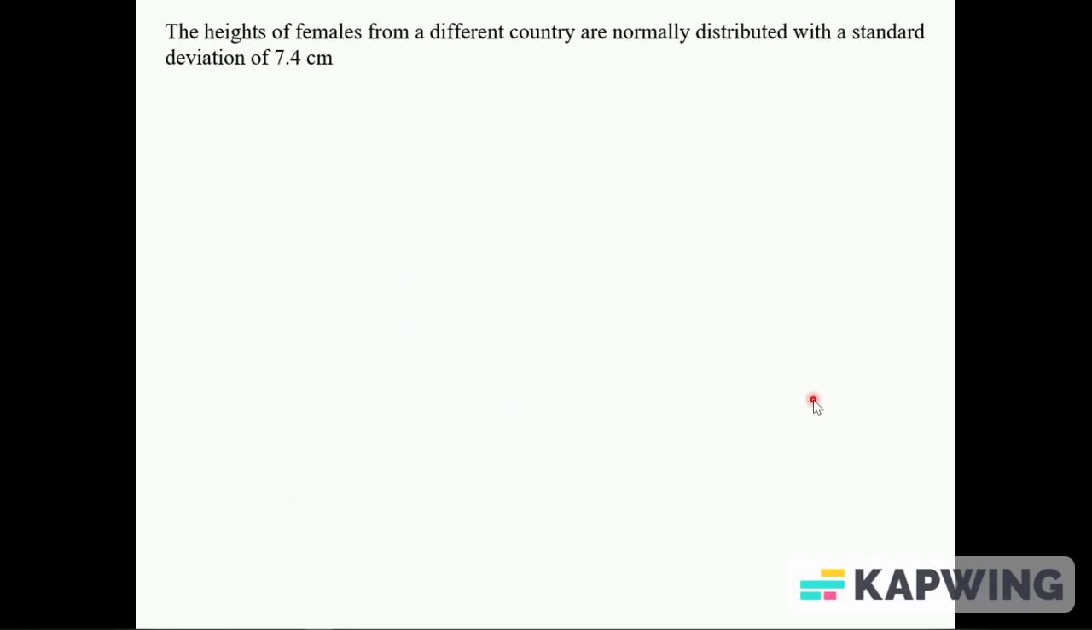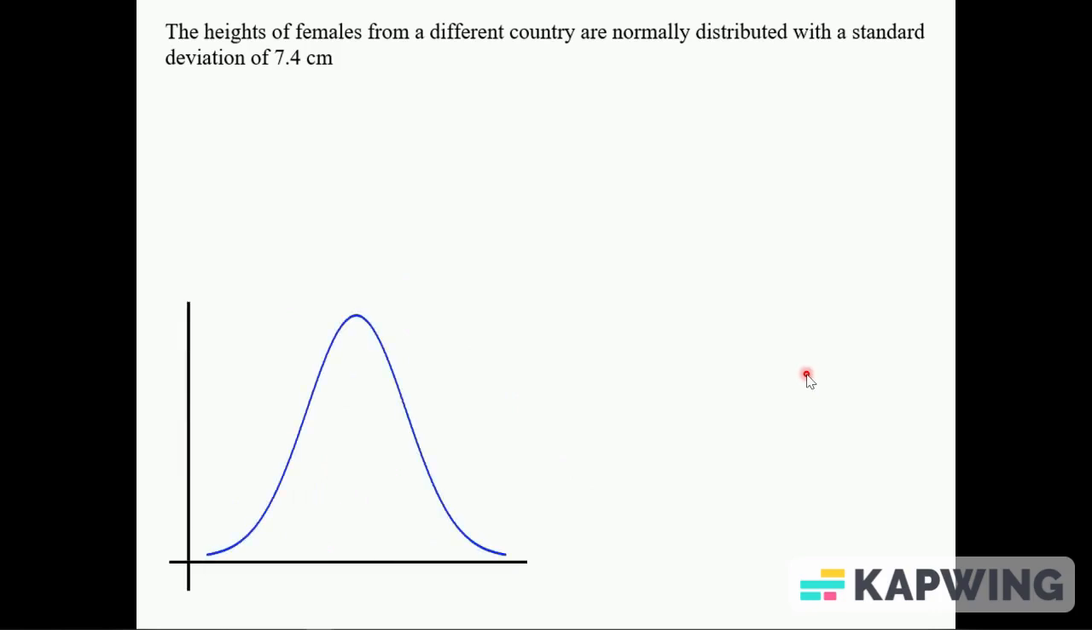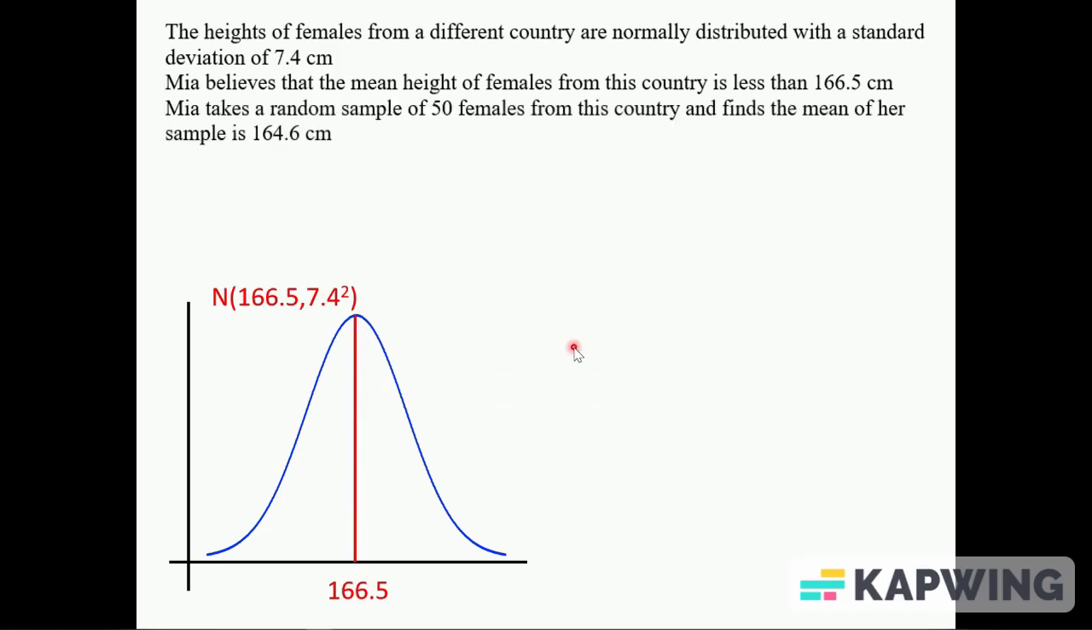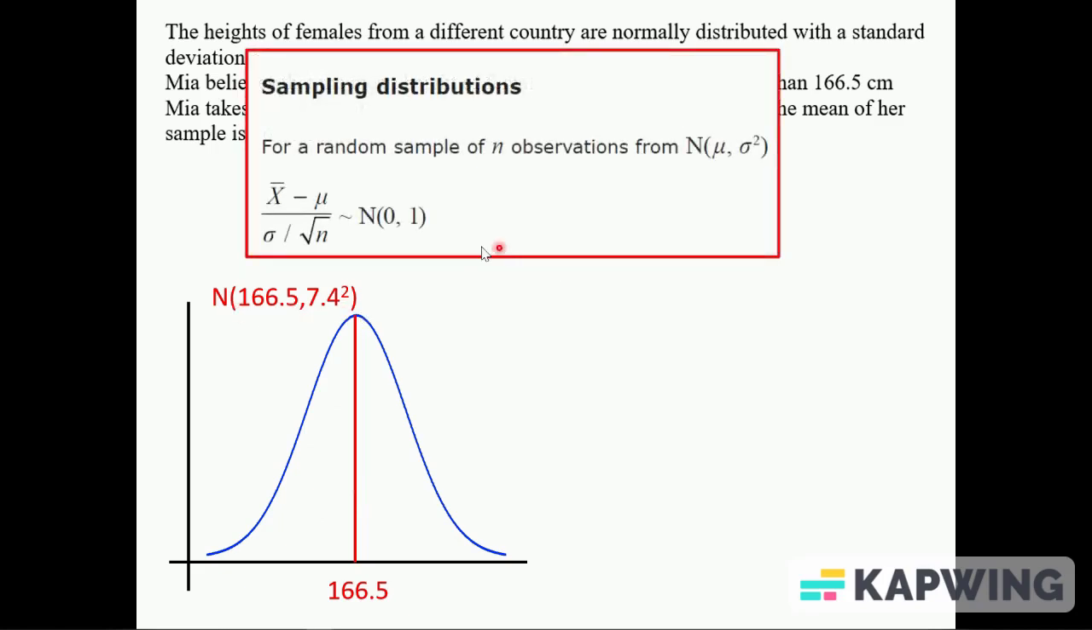Last part is a hypothesis testing question. Heights of females from a different country are normally distributed with a standard deviation of 7.4. Mia believes the mean height of the females is less than 166.5. We're going to assume it's 166.5 for now, and see if we find anything that contradicts that. Mia takes a random sample of 50 females from this country and finds the mean of the sample is 164.6. That is below 166.5, but is it low enough for us to question whether the mean is actually 166.5?